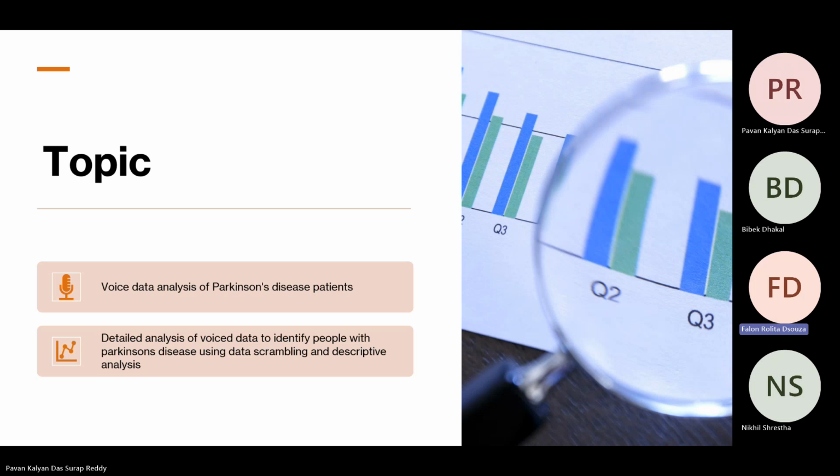Parkinson's disease is a progressive neurological disorder characterized by a gradual deterioration of motor functions. It is caused by the degeneration of dopamine producing nerve cells in the brain, leading to symptoms such as tremors, rigidity, bradykinesia, and postural instability. Beyond its physical manifestations, Parkinson's can also impact vocal patterns and various other non motor functions. Early diagnosis and intervention are crucial for effective management and improved patient outcomes.